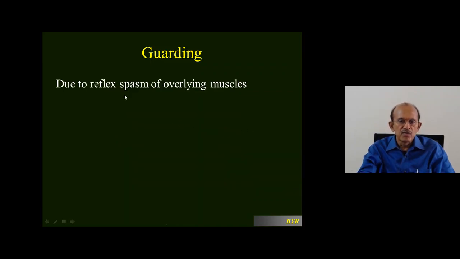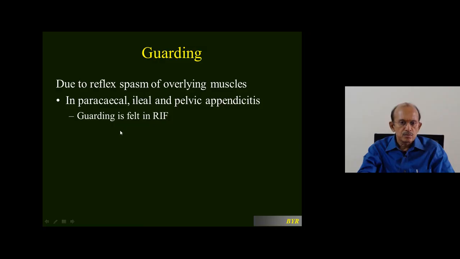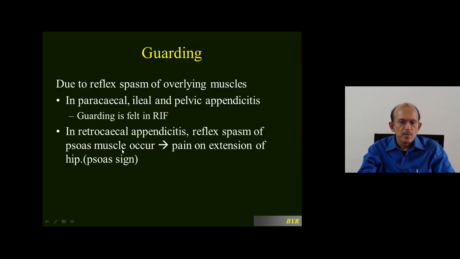So guarding is due to reflex spasm of the overlying muscles. In paracecal, ileal and pelvic appendicitis, guarding is felt in the right iliac fossa. In retrocecal appendicitis, reflex spasm of the psoas muscle occurs. So what is the function of the psoas major muscle?